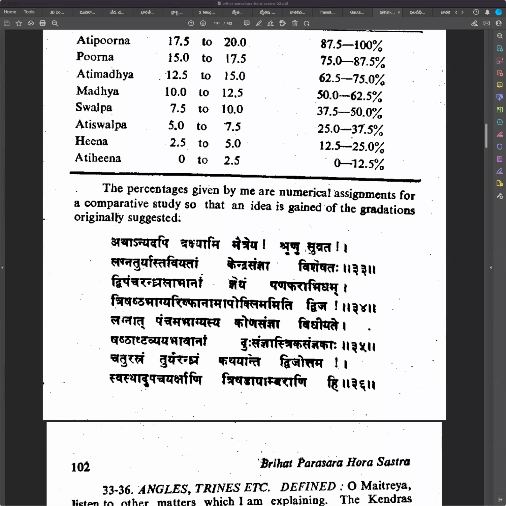Sir, Ravi sir, if you want to add anything? Sir is still in the call. He just joined. You continue it. Okay. Next shloka.